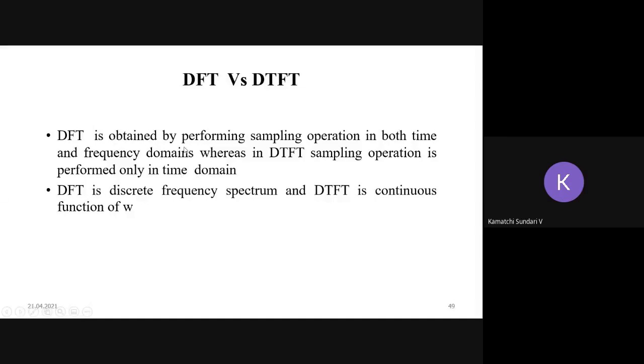So this DFT is obtained by performing the sampling operation in both time and frequency domains, whereas in DTFT, the sampling operation is performed only in the time domain. Here it is both in time and frequency. In DTFT, only in the time domain. And DFT is a discrete frequency spectrum, and DTFT is a continuous function of frequency omega, a continuous function.